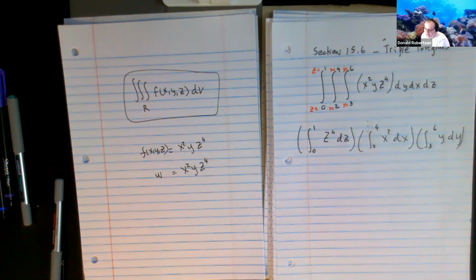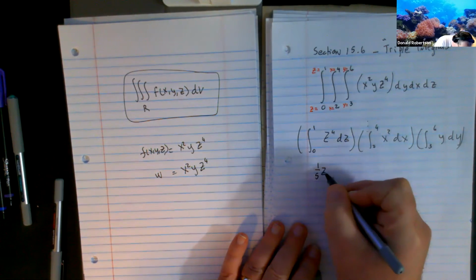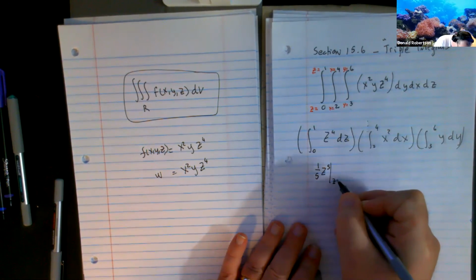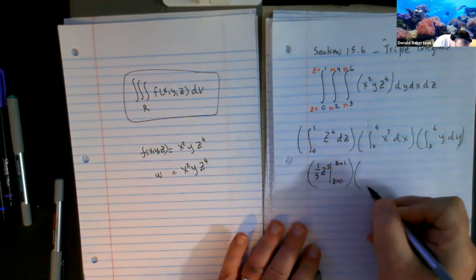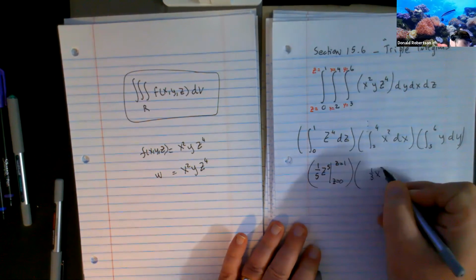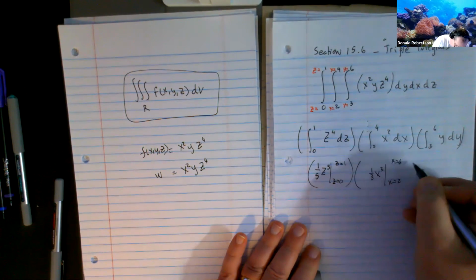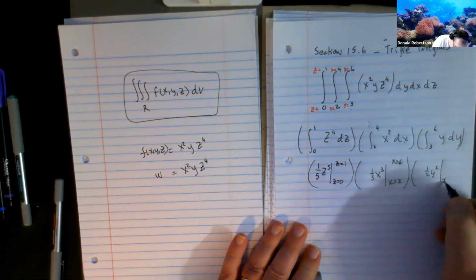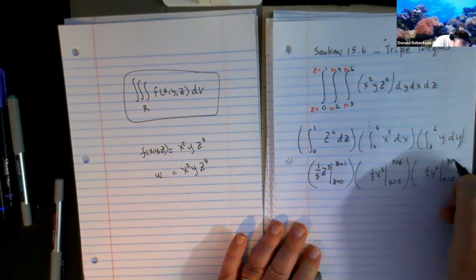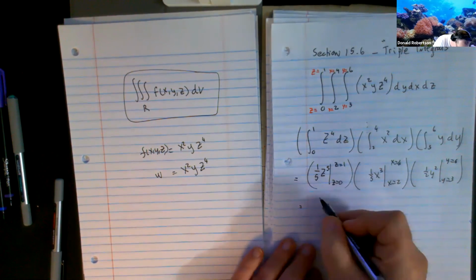if it is variable separable, then it's probably a good idea to separate them. And since this one will be 1/5 z to the 5, evaluated at 0 and at 1, 1/3 x cubed, evaluated at 2 and at 4, and 1/2 y squared, evaluated at 3 and at 6. Okay, that's going to be a 1/5.